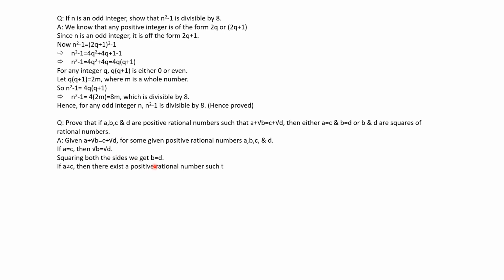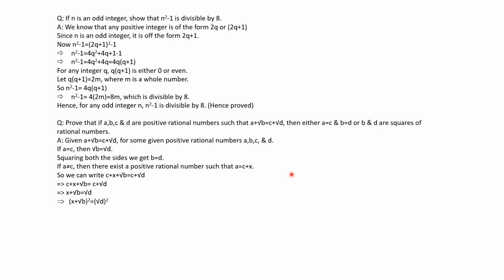Now if a is not equal to c, then there exists a positive rational number x such that a equals c plus x. So we can write c plus x plus root b equals c plus root d. In the place of a we have used c plus x. Cancelling c on both sides, we get x plus root b equals root d.